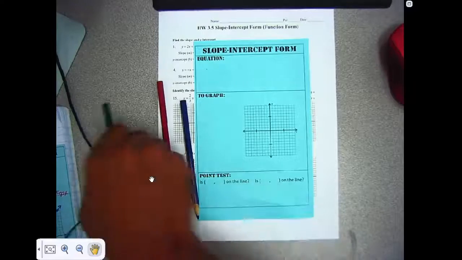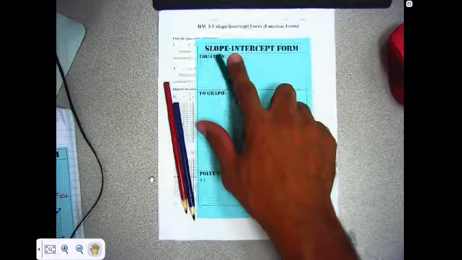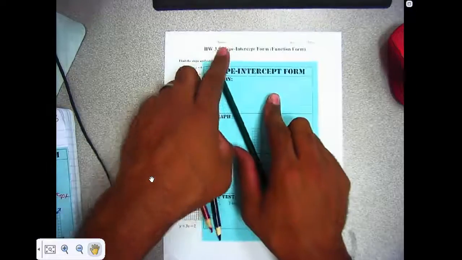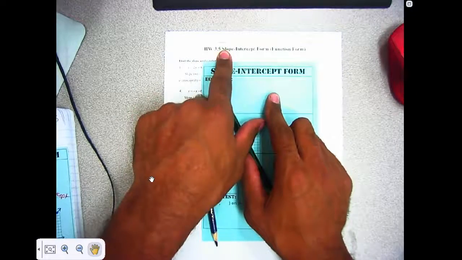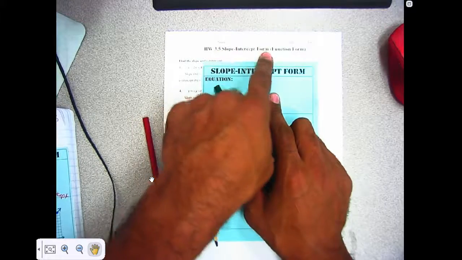Hey Algebra 1, I'm going to be going over your notes for slope-intercept form. I'm also going to be including how to do some of the problems on your homework for this weekend, homework 3.5 slope-intercept form graphing.